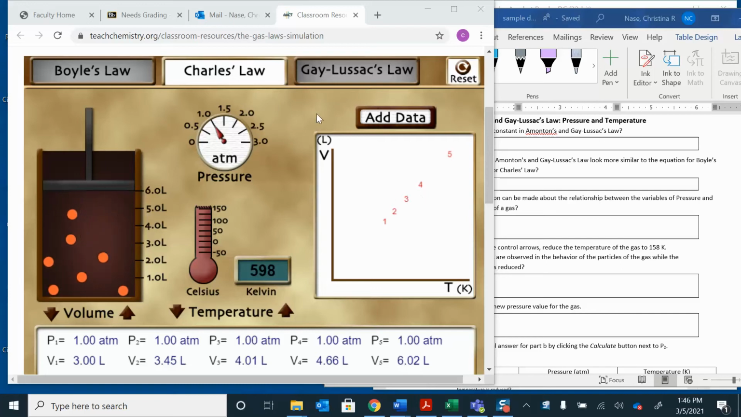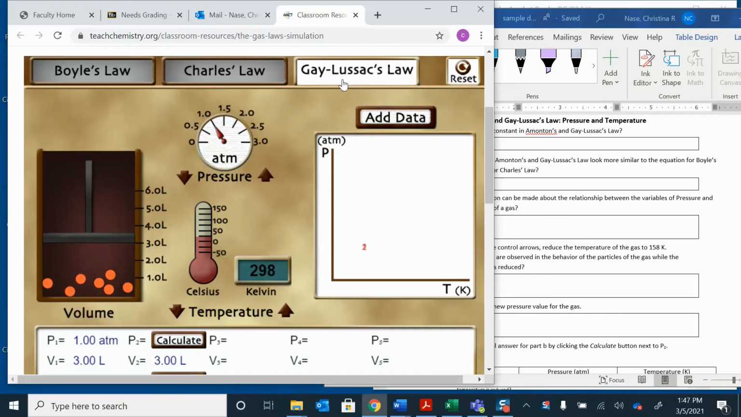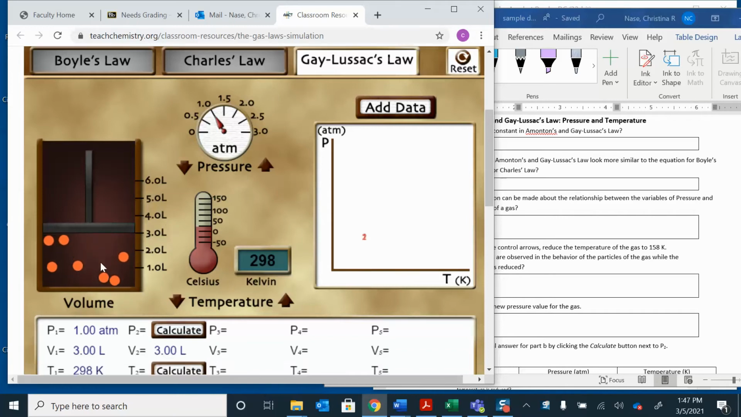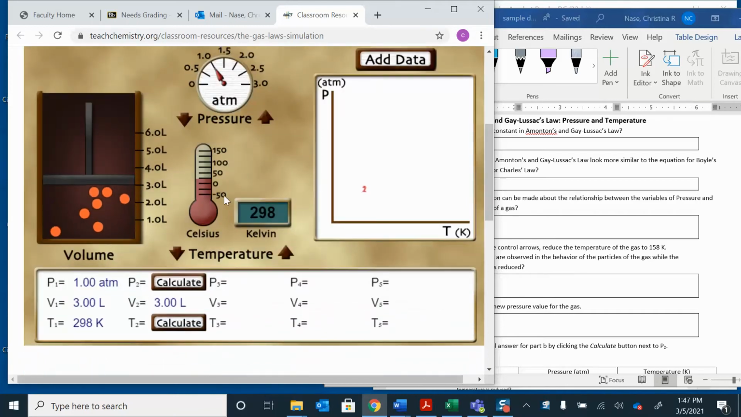You guys probably get the idea of what's going on in this lab by now, but just to really seal it in there, we're going to click on Gay-Lussac's law, and you can see what happens now. We're dealing with pressure and temperature, and volume is being held constant. So we're not changing volume. We're going to change pressure and temperature.